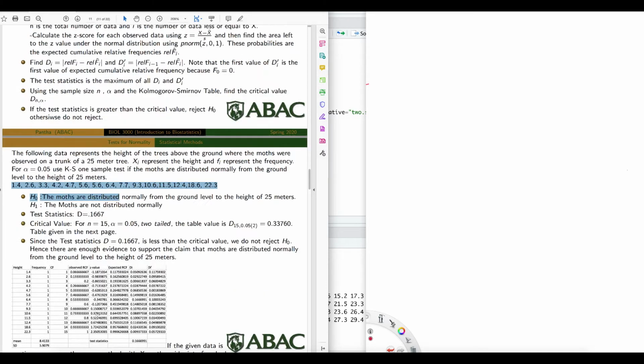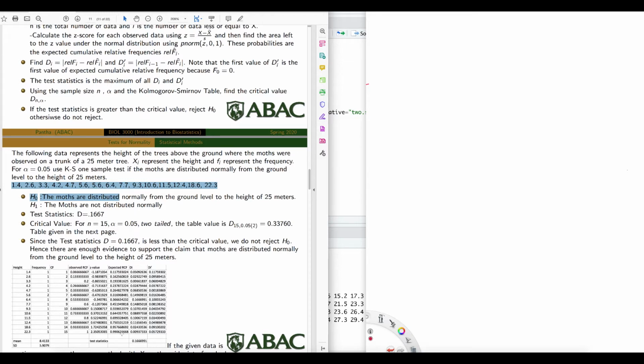All right. So after you find out the G value, you find out the expected relative frequency. How? You do pnorm and then that G value. So pnorm, G value, and then 0, 1 will give you that expected.